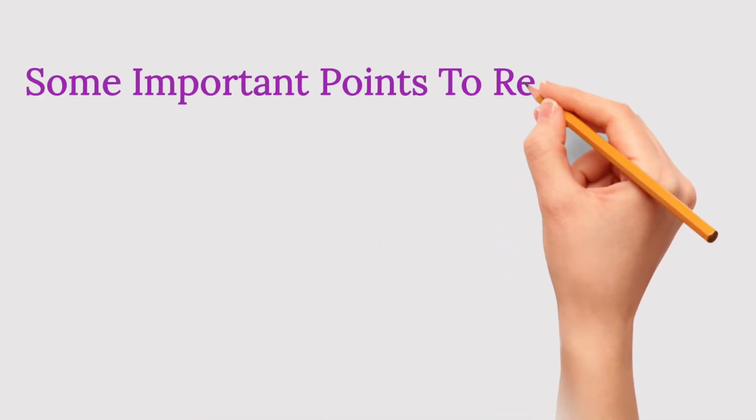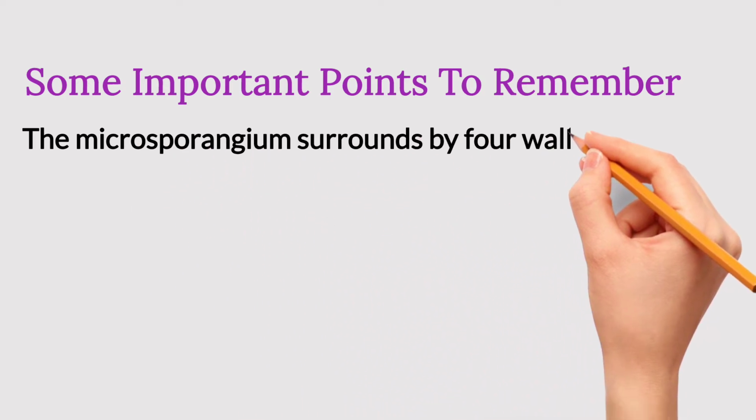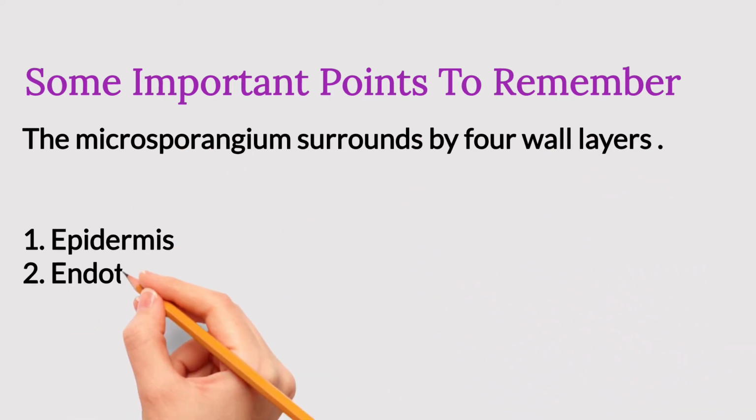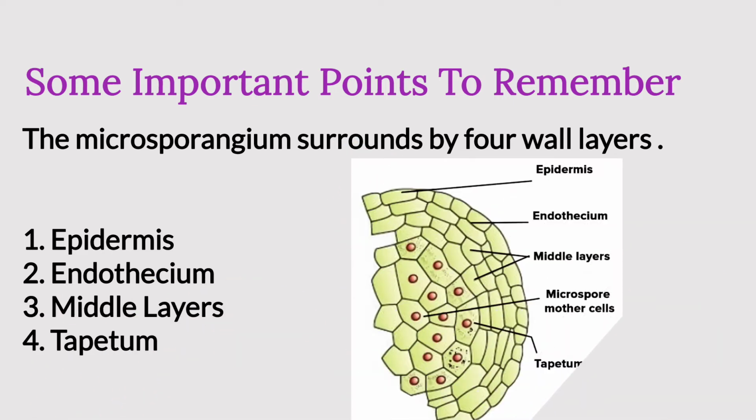Some important points to remember. The microsporangium is surrounded by four wall layers: 1st, epidermis; 2nd, endothecium; 3rd, middle layer; and 4th, tapetum.